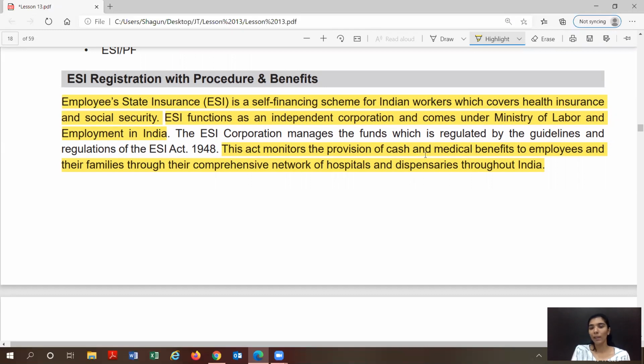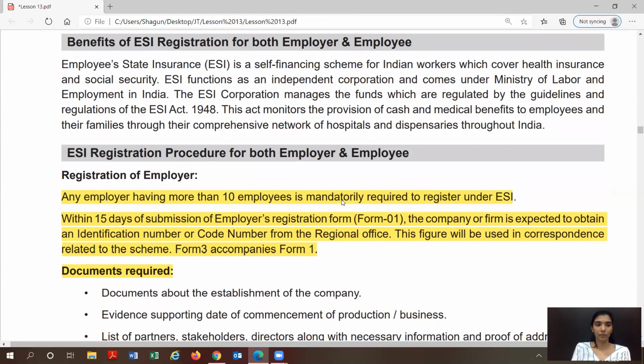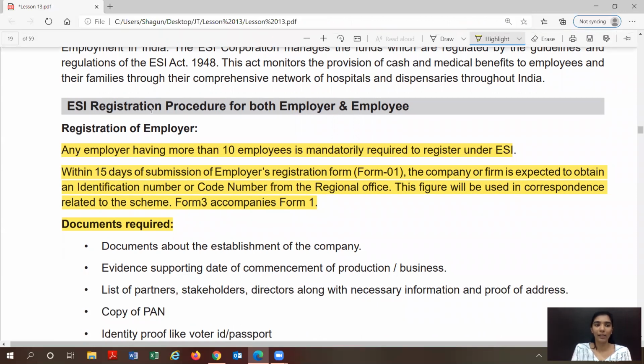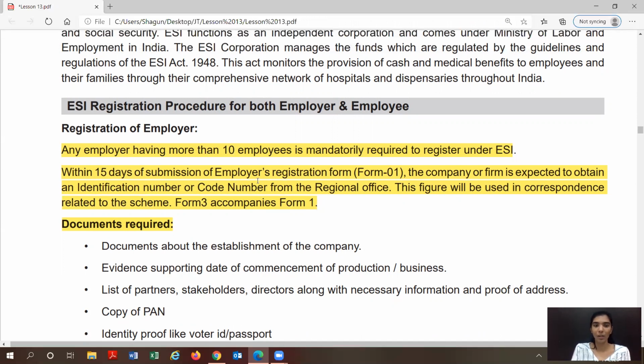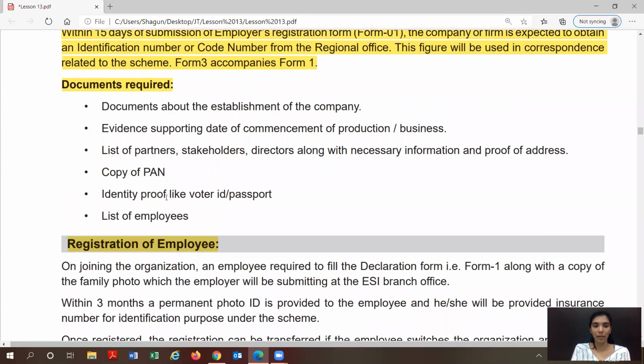It makes provisions for cash and medical benefits for the employees and their families through a competitive network of hospitals and dispensaries throughout India. This employee state insurance registration is beneficial both to the employers and the employees. Now, who have to apply for ESIC registration? Any employer who is having more than 10 employees mandatory has to apply for this registration in form number 1. And various documents they have to submit.